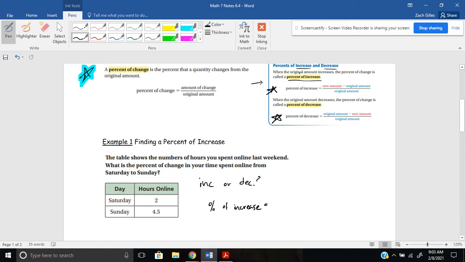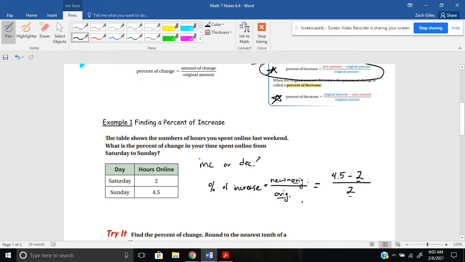Going back to percent of increase, I need to take my new amount minus my original, and divide that by my original. Percent of increase is new amount minus original amount divided by original. So let's fill in our numbers. The new amount, the latest amount, is 4.5, minus the original, what we started at, divided by the original. So divided by 2. Notice how the original and 2 match up. What is 4.5 minus 2? Well, 4.5 minus 2 would be 2.5, divided by 2.